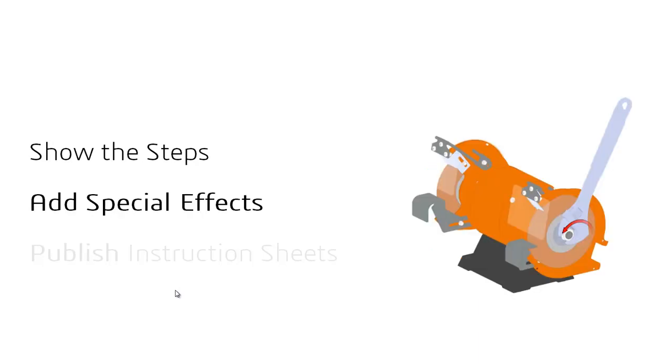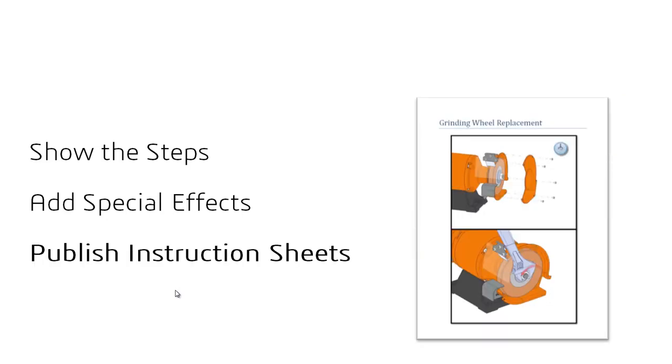First, we'll see how to show the steps for the disassembly sequence. Next, we'll add the special effects that will communicate the procedure to the end user. And finally, we'll publish the content out into a Word document.